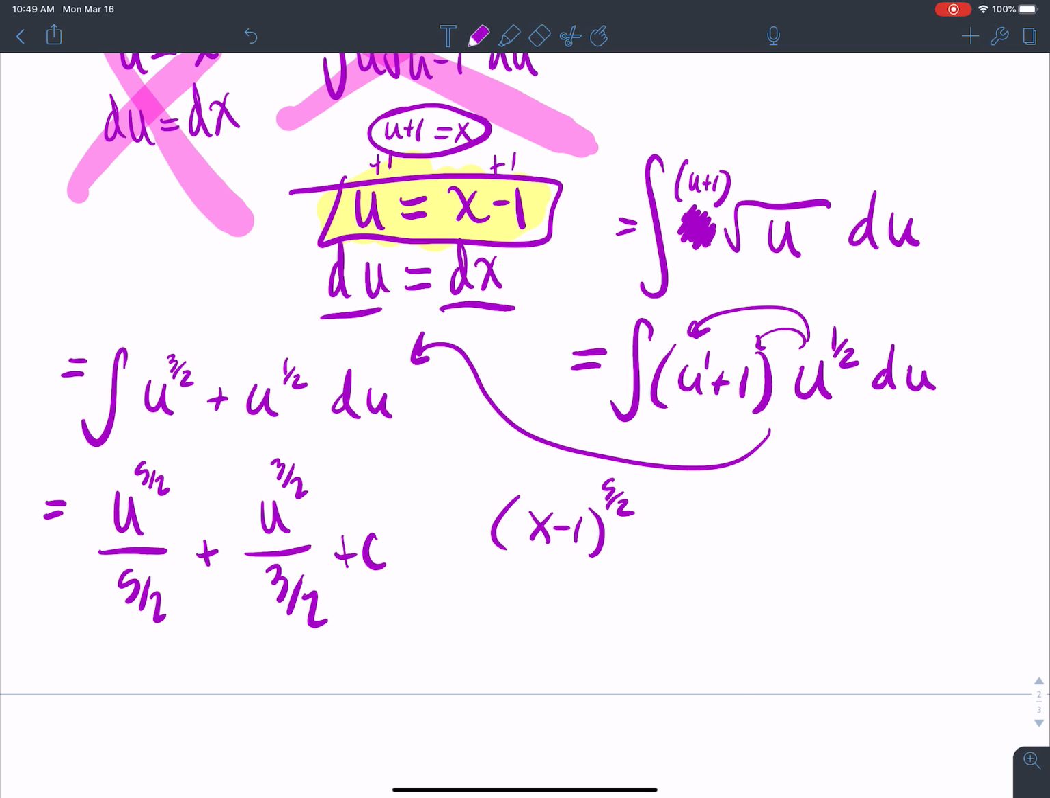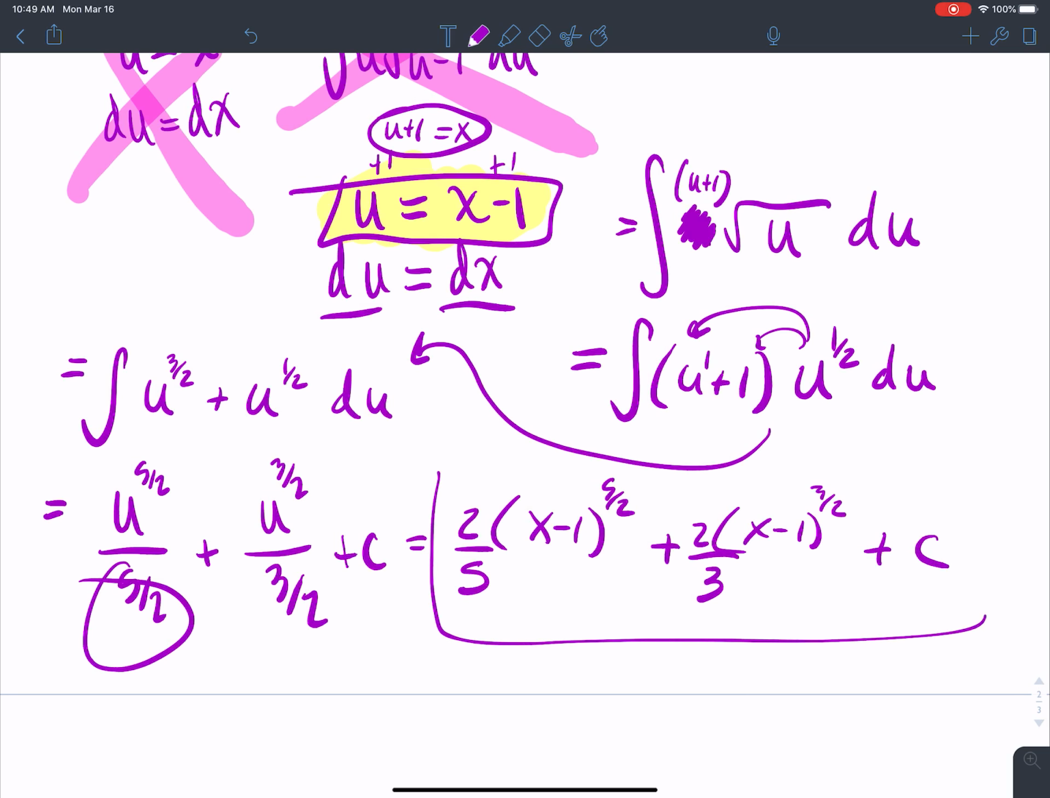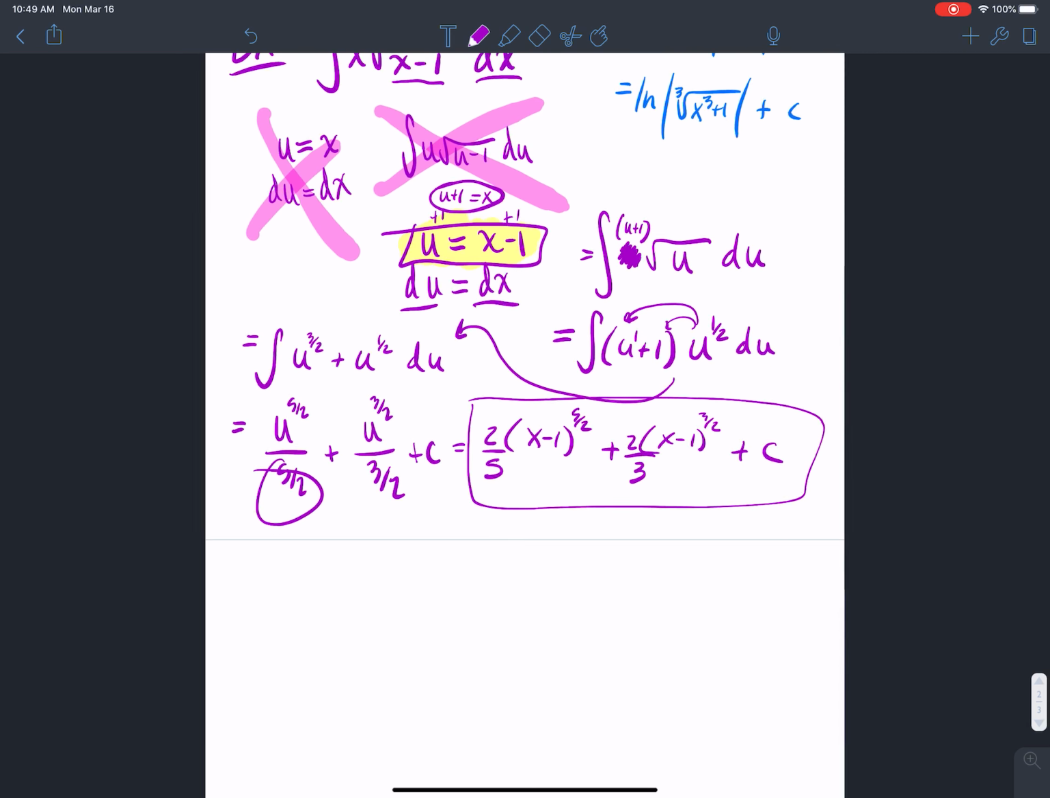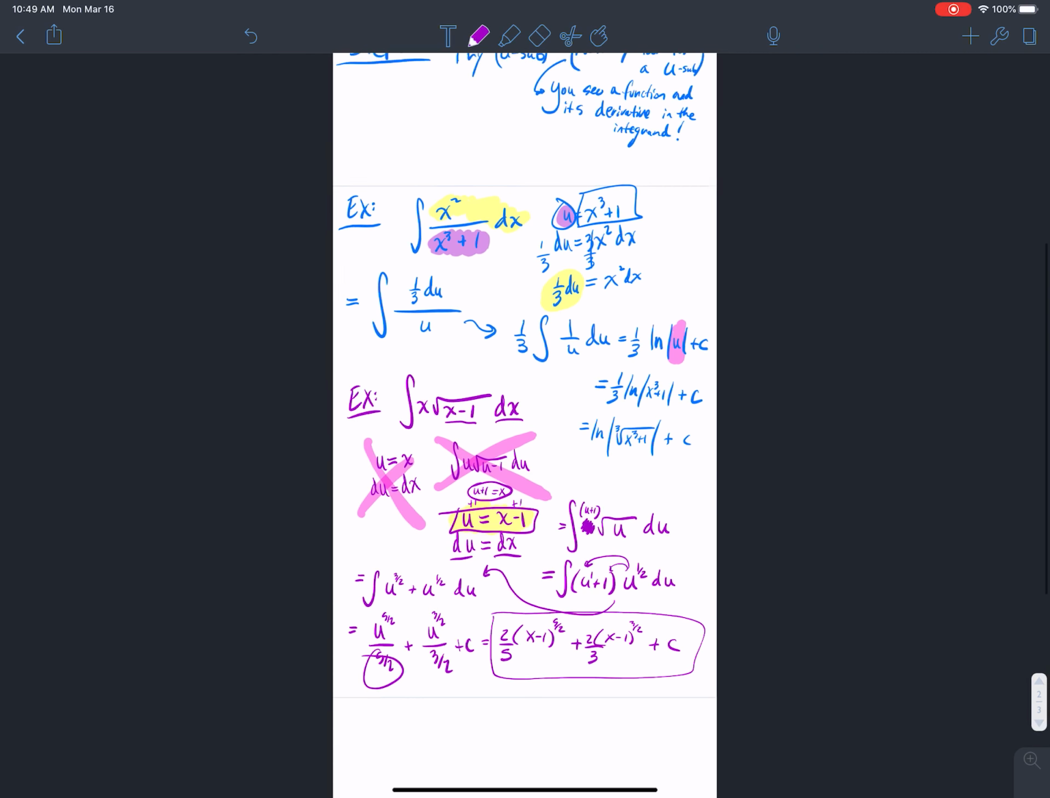Now dividing by 5/2 is the same as multiplying by 2/5. So this is equal to x minus 1 to the 3/2, and then that's 2/3, and then plus c. And that is your answer right there. Not too bad when you see the trick, okay?